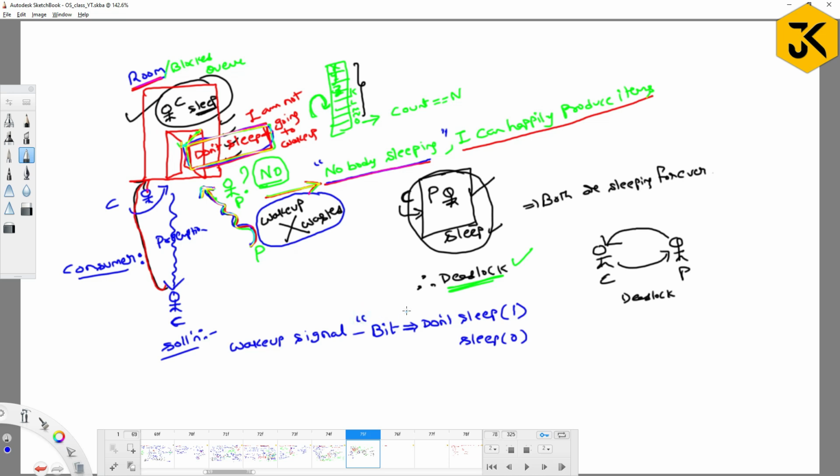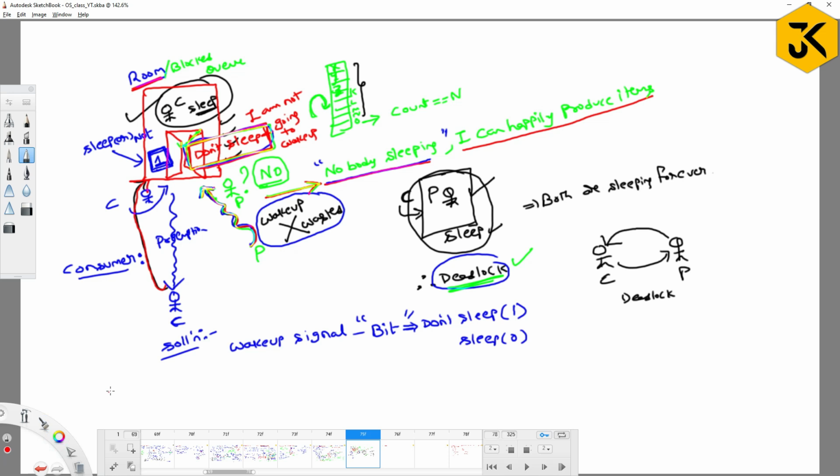You can maintain a bit, so that whenever anyone goes for sleeping, by just looking at this particular bit, it will be decided whether they should sleep or not, right? Yes, this is the way you can avoid the problem of deadlock.